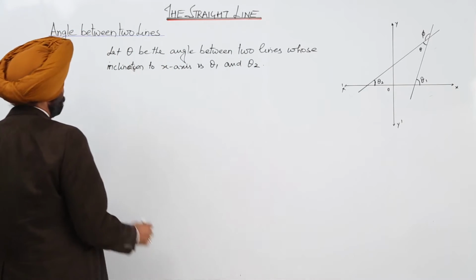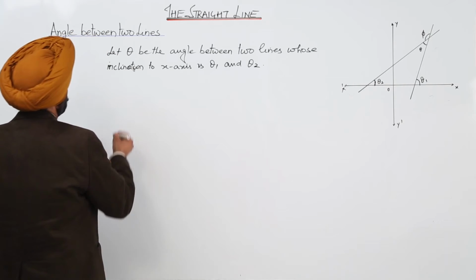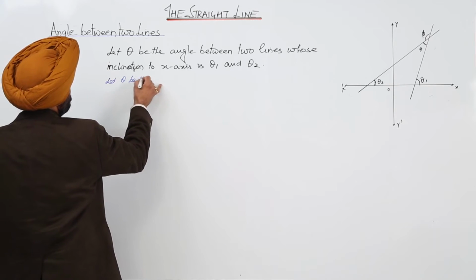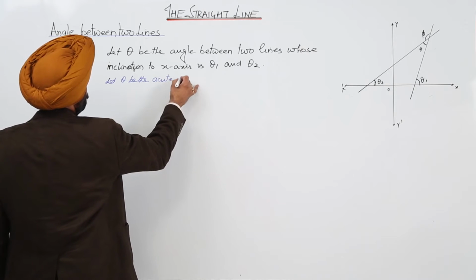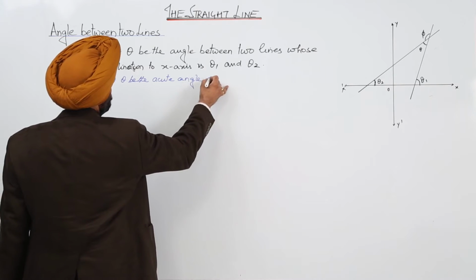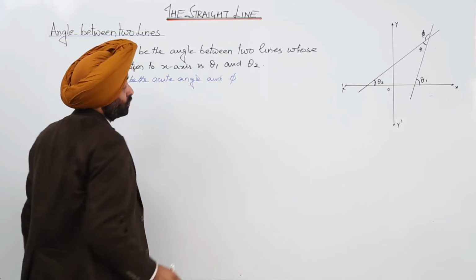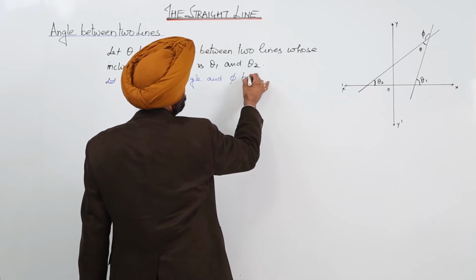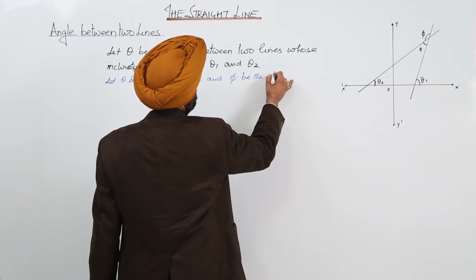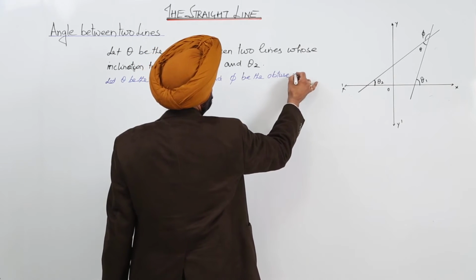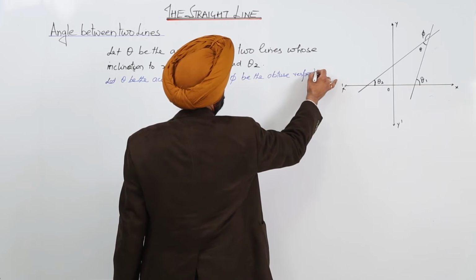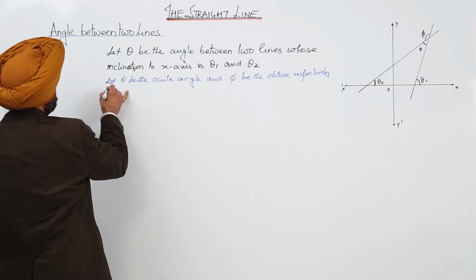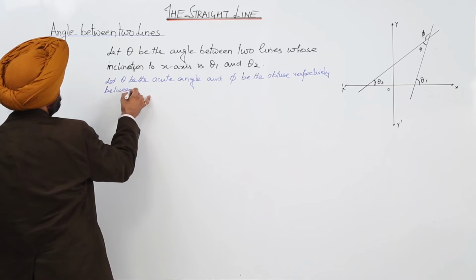Okay. Now here we can mention it. Let theta be the acute angle, and phi, I have mentioned a phi here, this part, and phi be the obtuse angle between the lines.